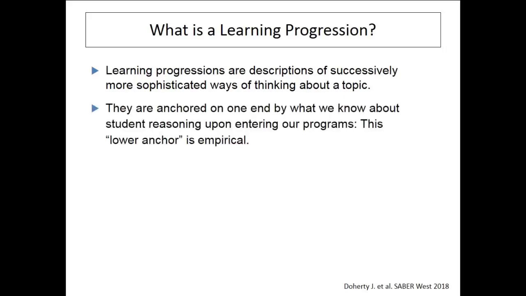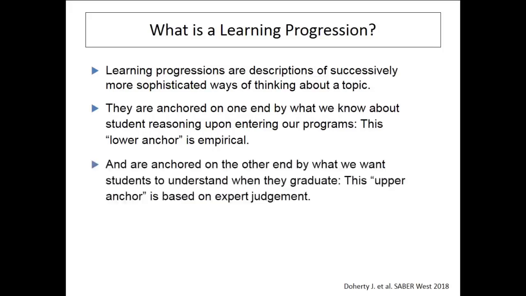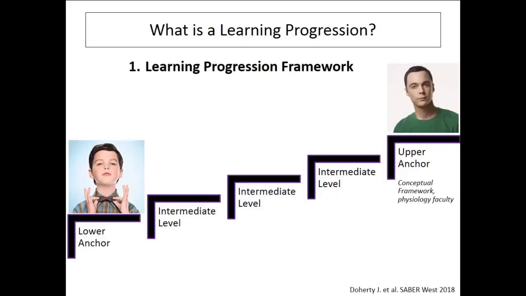They're anchored with naive student reasoning on one end and expert understanding on the other. So they're going from the upper anchor to the lower anchor. What do naive students do just coming in? What do your intermediate, sophomore level students think? Your upper anchor, your graduate students or exiting seniors. This is where the conceptual framework derived by physiology faculty can be a nice guideline. It's like, oh, this is where the upper anchor is.